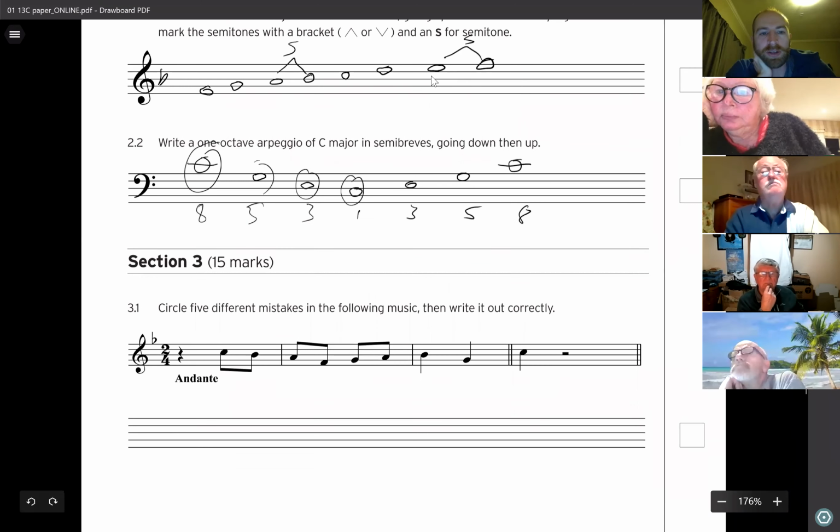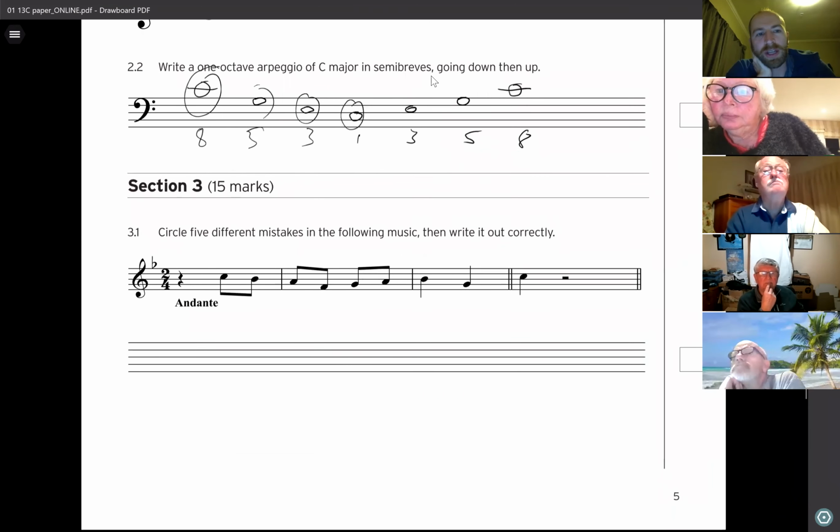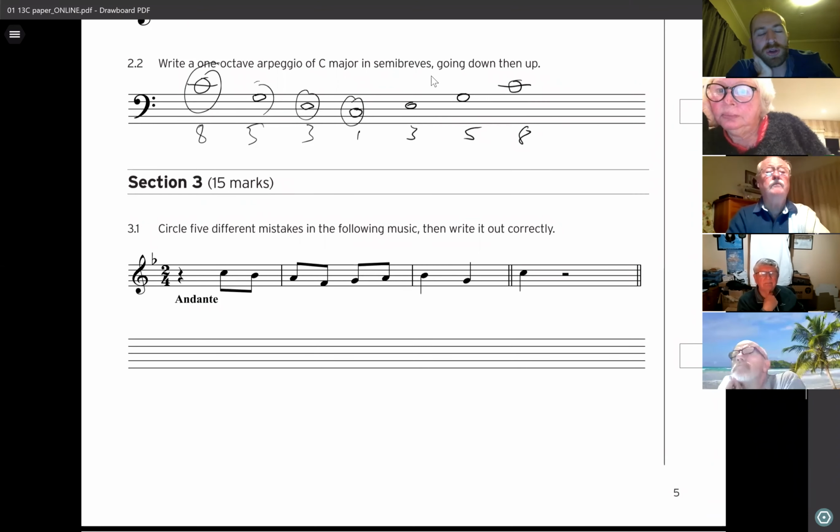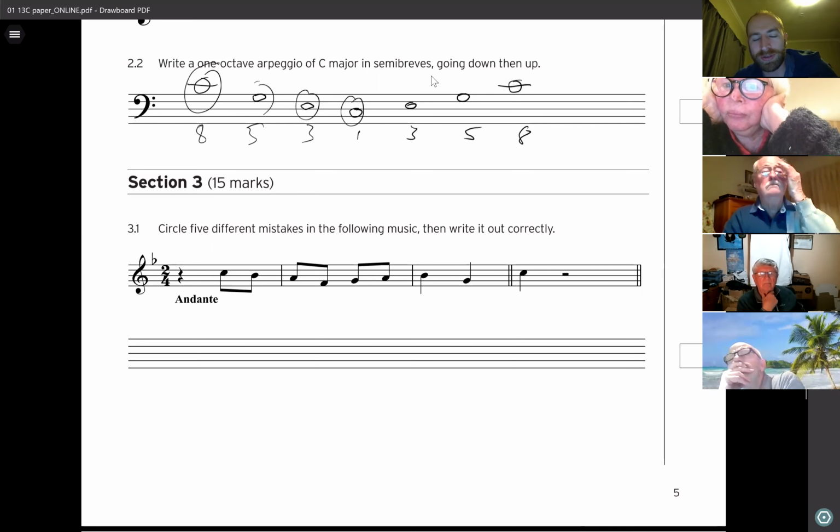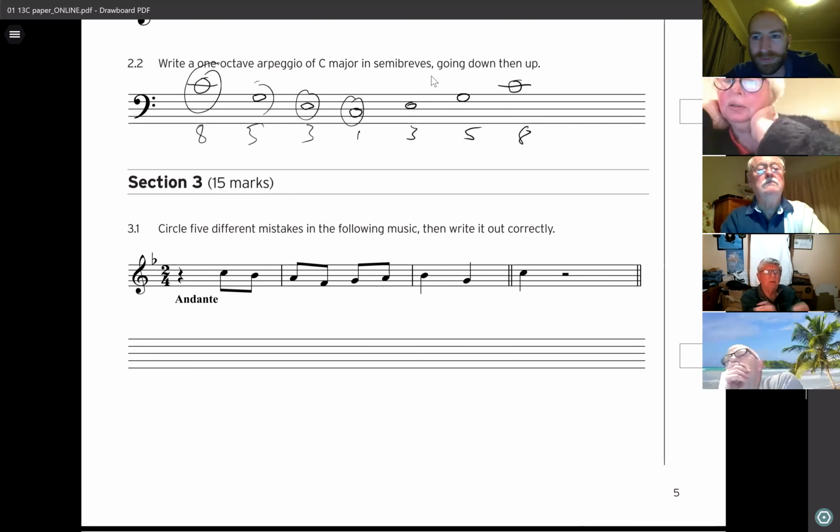Now, section 3 is a bit tricky because we haven't really spoken about this stuff, but it's like how you write music. It's asking you to circle the 5 mistakes. Some of them are easy, and some of them we'll have to discuss. Can anyone spot an obvious mistake? The key signature is obviously a mistake. That's not where you put a flat. It's not close to being the correct spot for a flat.